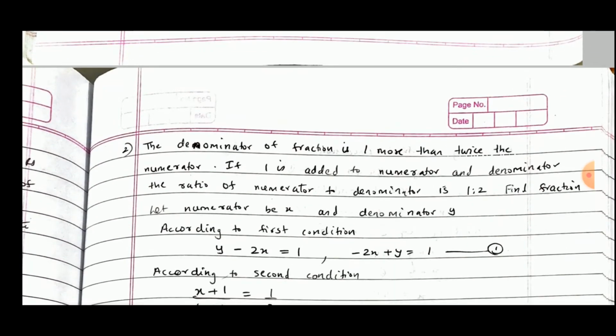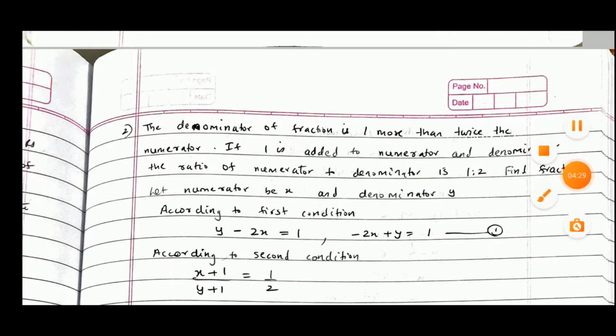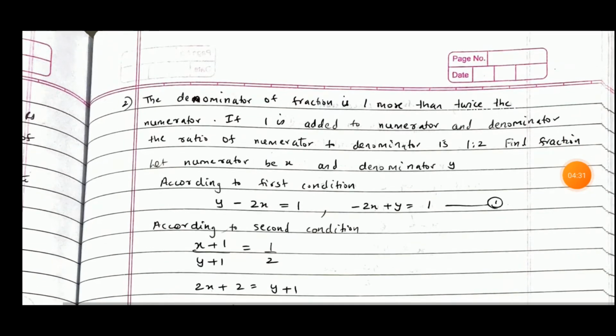Now the second sum. The denominator of the fraction is 1 more than twice the numerator. If 1 is added to the numerator and denominator, the ratio of the numerator to denominator is 1:2. Find the fraction. So let the numerator be x and denominator be y. So according to the first condition, y minus 2x is equal to 1. So minus 2x plus y is equal to 1 is equation number 1.